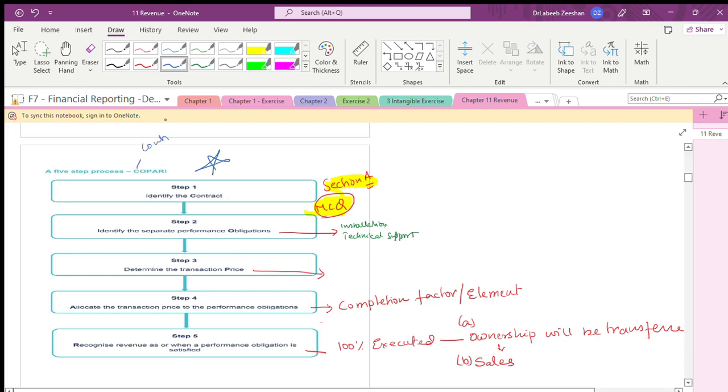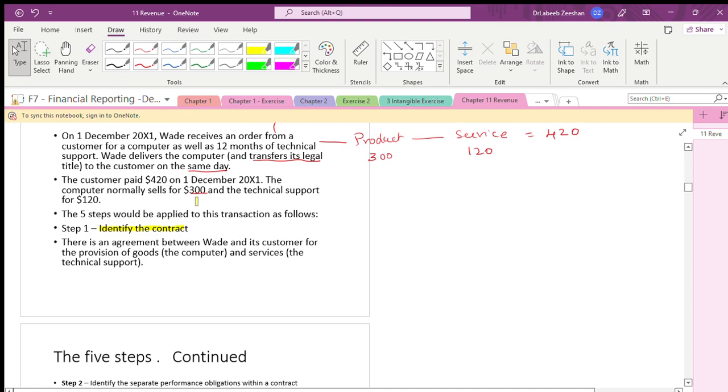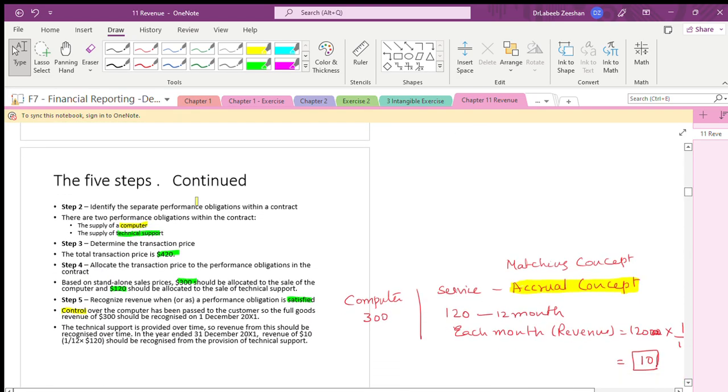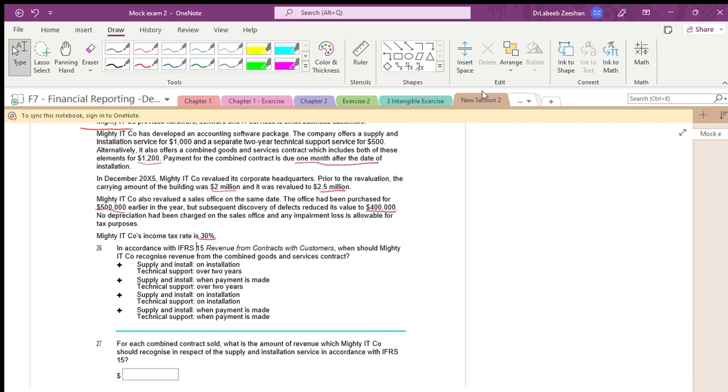Contract, obligation, price, allocate, recognize. Contract, obligation, price, allocate. Allocate and recognize. Fine. 5-step process. Determine. Okay? Fine. Coming back to this. Now you got the answer. If you put the things, you will get. Yes. What is the answer?